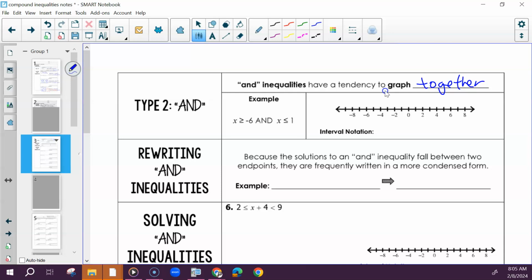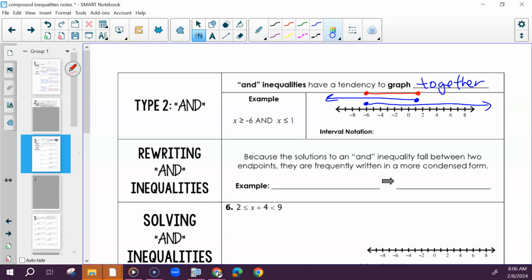If I got something like this, where x is greater than or equal to negative 6 and x is less than or equal to 1, we can go ahead and graph both. The lines overlap, so we are really just looking at where they overlap. You could still graph these two, but your end graph should look like this. You need at least the one where it starts at one point and ends at one point. That is your and inequality. That is where they overlap.